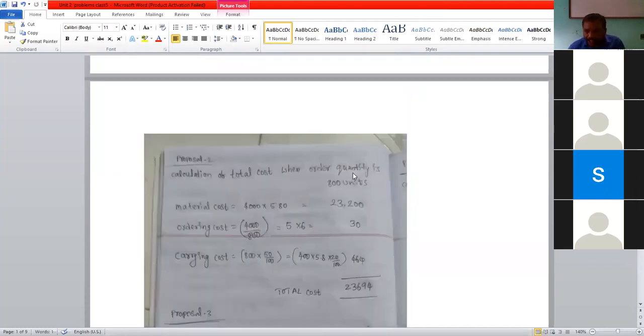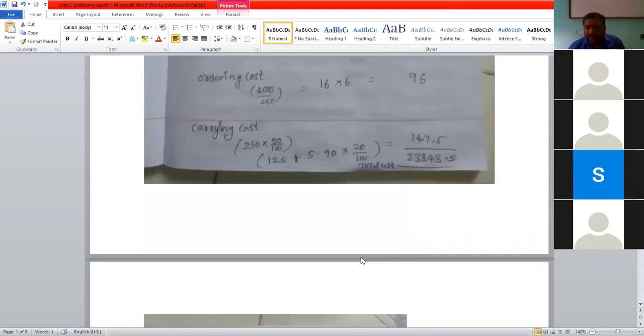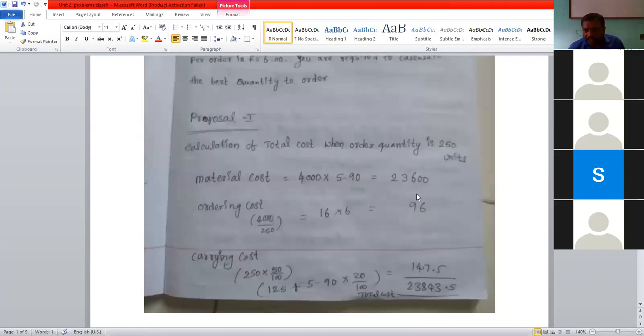When 800 units is 23,694. When 250 units, it will become 23,843. Now when 250 units, 800 units, 2,000 units and 4,000 units, the 800 is the least price.